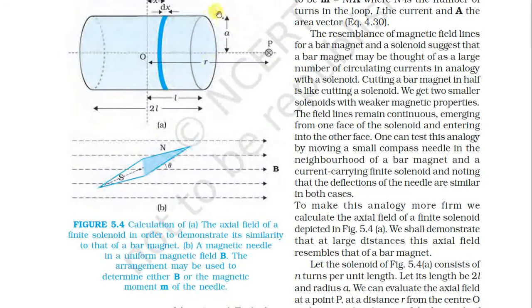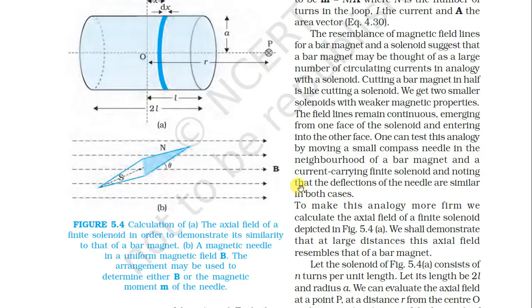See here, we will show that at large distances this axial field resembles that of a bar magnet. See here, this is our bar magnet. Let the solenoid in Figure 5.4a consist of n turns per unit length. Its length is 2L, and a is the radius.